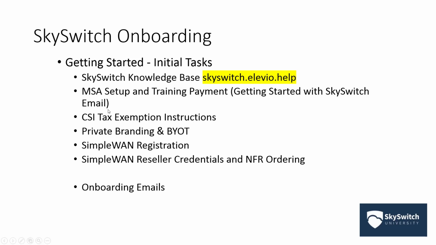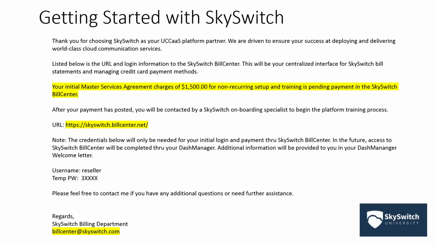The first couple of emails you're going to receive are from our billing department. The first one is this Getting Started with SkySwitch email. It's your MSA setup and training payment. Now, let me show you what this will look like. It'll look like this email here.